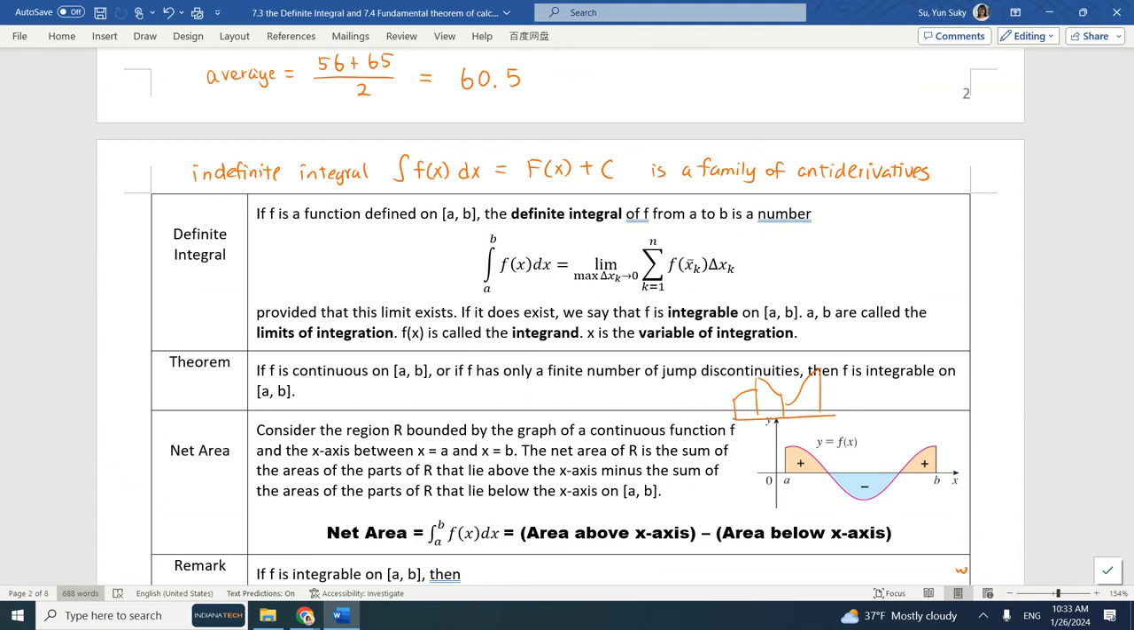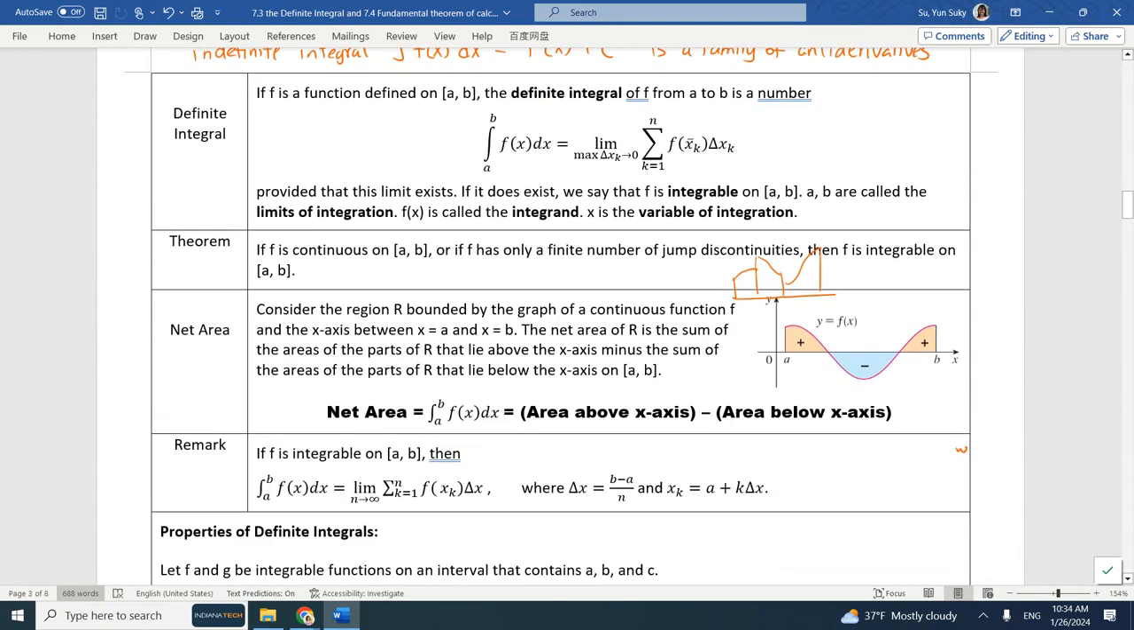Okay, so net area. Consider the region R bounded by the graph of a continuous function f and the x-axis between a and b. The net area of R is the sum of the area of the parts of R that lies above the x-axis minus the sum of the area of the part of R that lies below the x-axis. So, because of this definition, do you see the width is always positive?